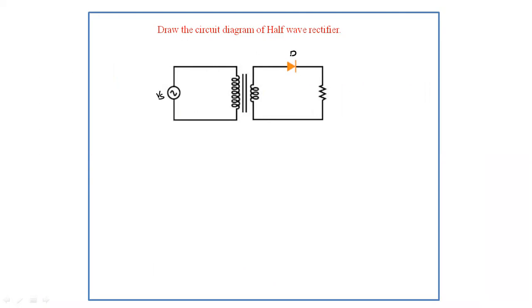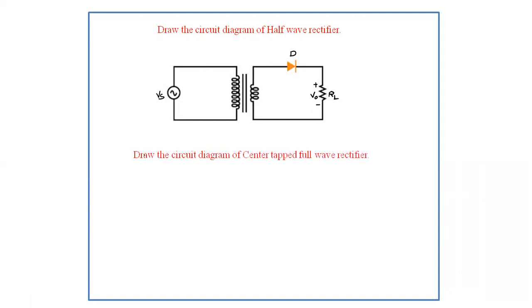It is a diode D, and it is a load resistance RL. Across this load resistance, we will measure the output voltage V0. And it is a transformer primary winding and it is a transformer secondary winding. This is about the circuit diagram of the half wave rectifier.